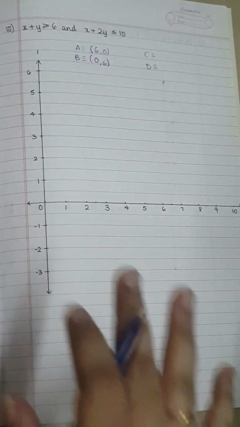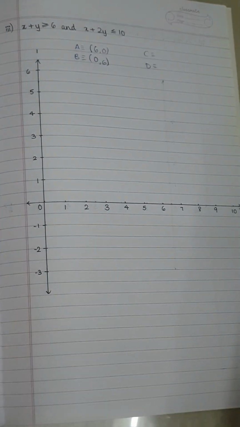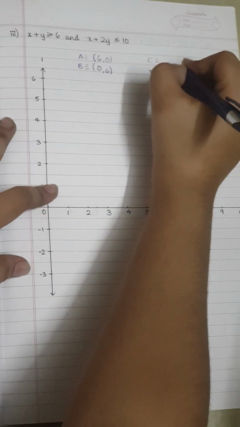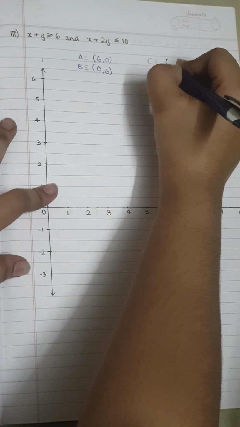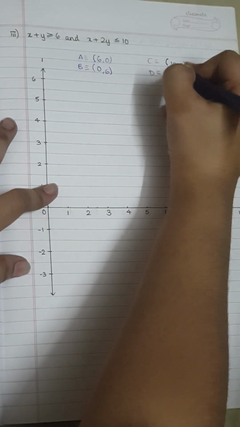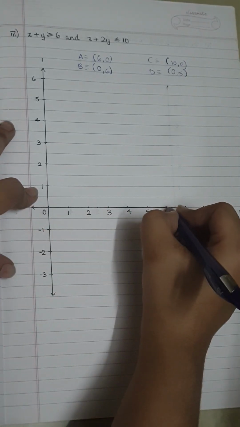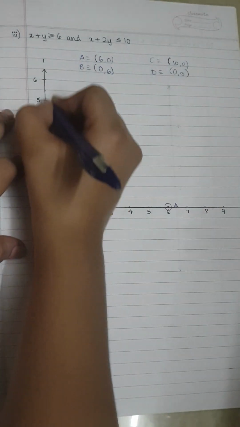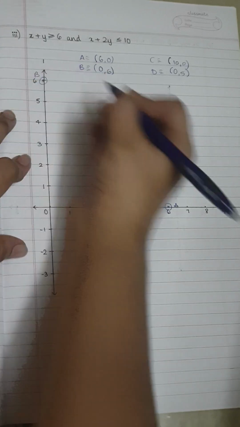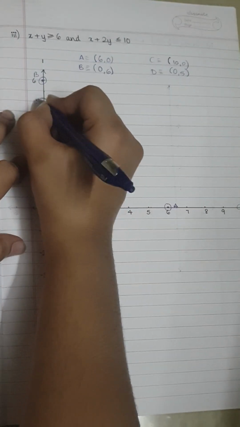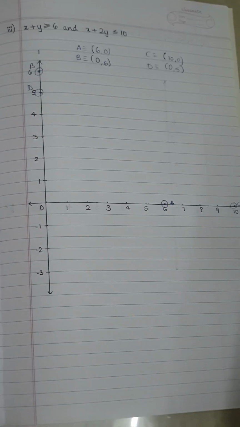For those of you who are not understanding this so quickly, just comment down below and I'll make a short video on this. But I thought it's pretty self-explanatory because we have covered this in our previous questions as well. Okay, so see here, our point that we'll be taking here will be equal to 10 comma 0 and D will be equal to 0 comma 5. Marking those points, 6 comma 0 is A, 0 comma 6 is B, 10 comma 0 is C, and 0 comma 5 is D.